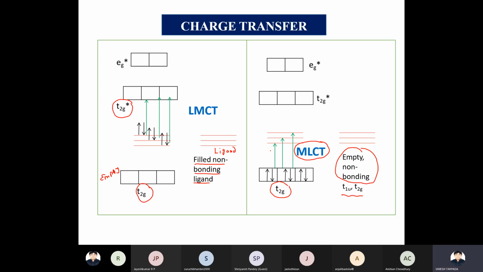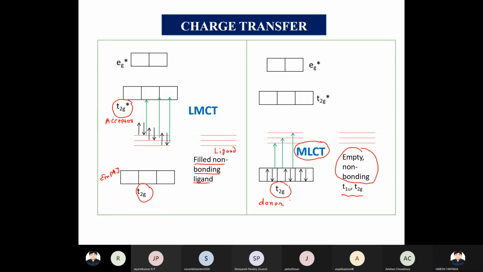So here this energy gap is small and it can donate electrons to this one. So T2G is here the electron donor. Here the orbitals of the ligand are the electron donor. T2G star, the antibonding, is the electron acceptor, and T2G is the electron donor. So that is what we call charge transfer spectra. Okay, is it clear? Yes, sir.